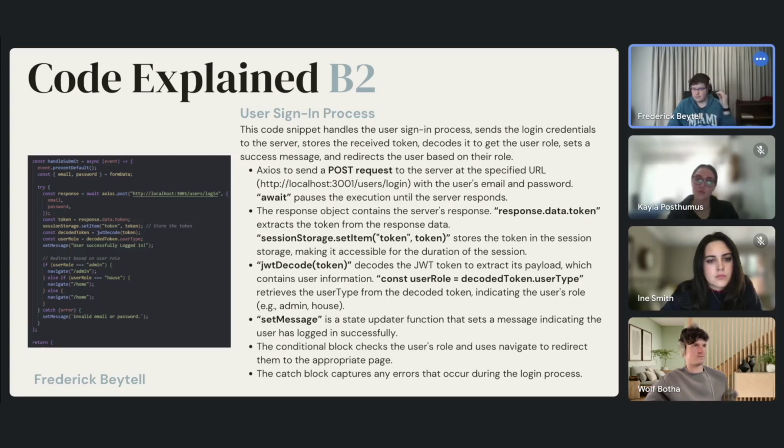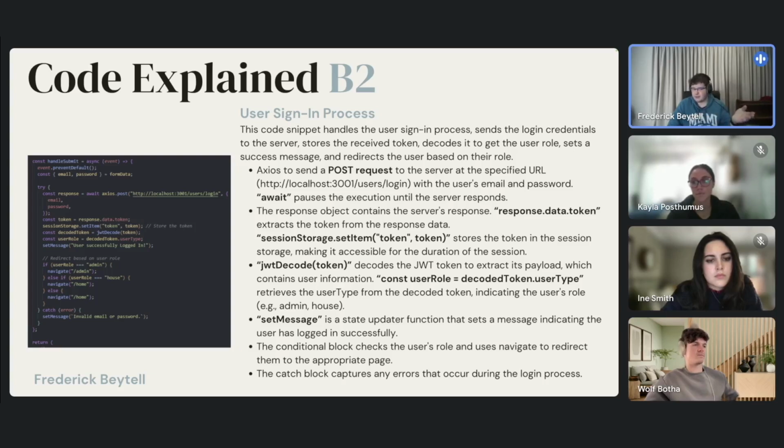So Axios sends a post request to the server at the specified URL with the user's email and password, and then it awaits its execution until the server responds. From the response object that it receives from the server, response.data.token extracts the token from the response data, and then sessionStorage.setItem('token', token) is simply us storing the token in the session storage, making it accessible for the entire duration of a session.